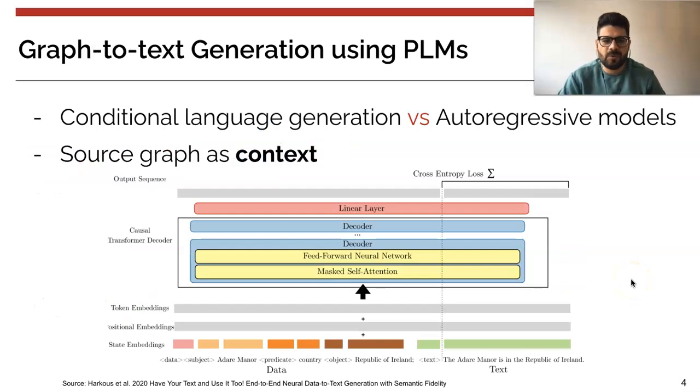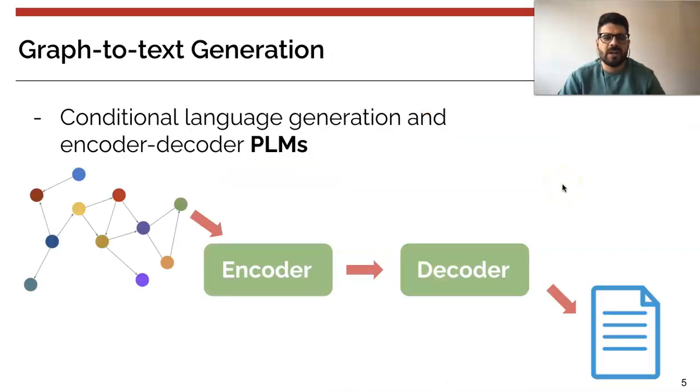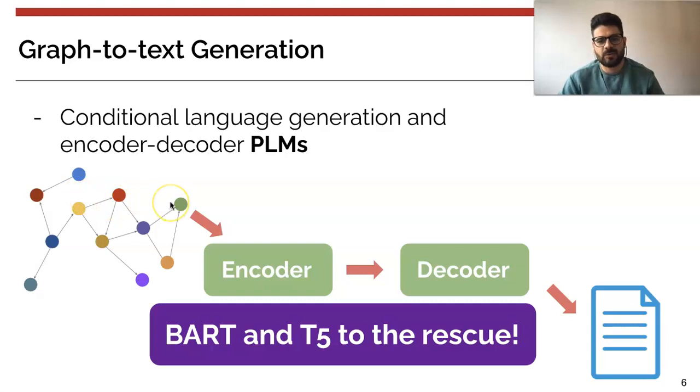Previous work for graph-to-text generation using pre-trained language models usually employ autoregressive models, where they use a linearization version of the source graph as context. In this work we are interested in using conditional language generation. That is, we'd like to use not autoregressive models, but models based on encoder-decoder architecture in order to encode graphs and generate text that describes those graphs. And for that we investigate two pre-trained language models, namely BART and T5.